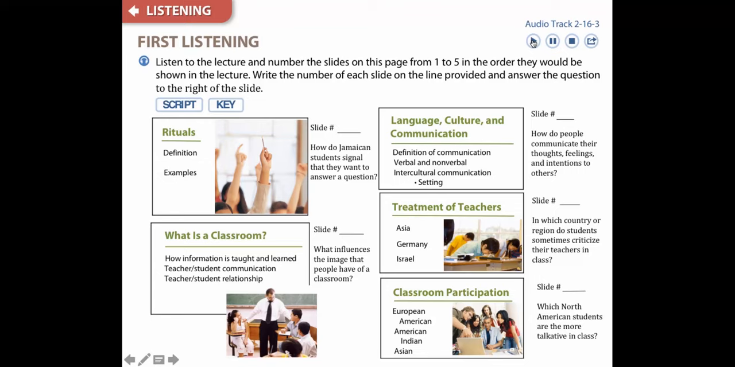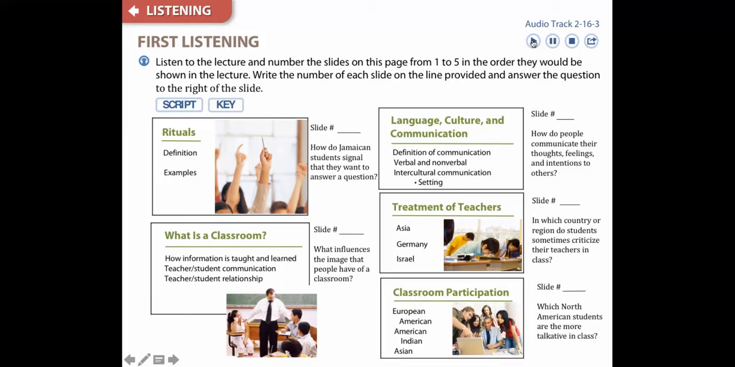And what about how teachers are treated? How much are they respected? The esteem in which teachers are held also varies from culture to culture. Many Asian peoples see the teacher, the instructor, the professor as the very symbol of learning and culture.